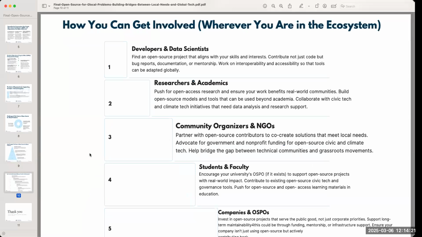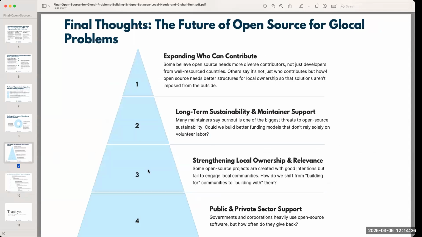The other thing is long-term sustainability and maintainer support. Many maintainers say burnout is one of the biggest threats to open source sustainability. So could we build better funding models that don't rely solely on volunteer labor? That's a huge question. And so many others argue that sustainability isn't just about money. It's also about governance models that allow projects to survive beyond their original creators.